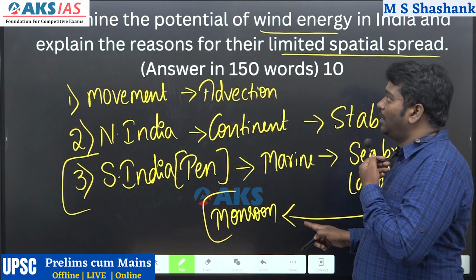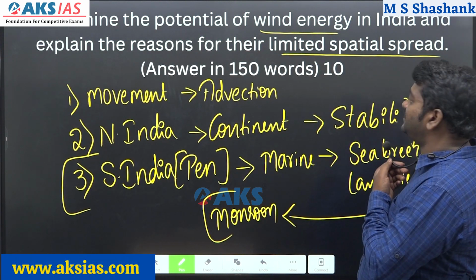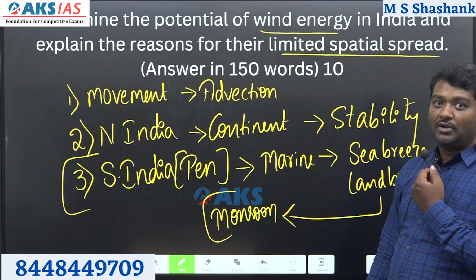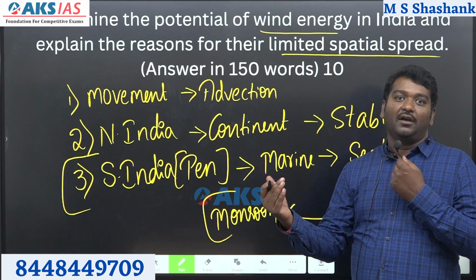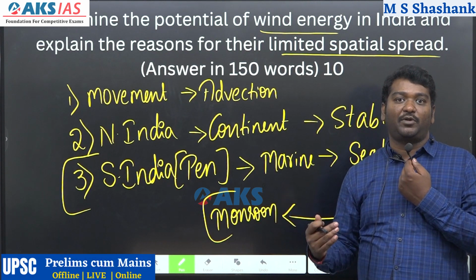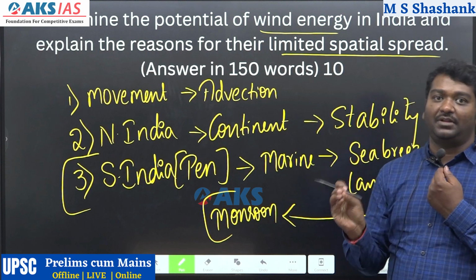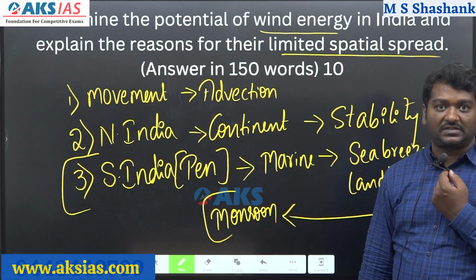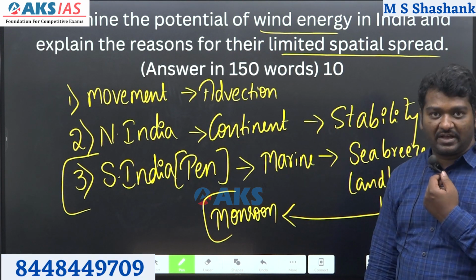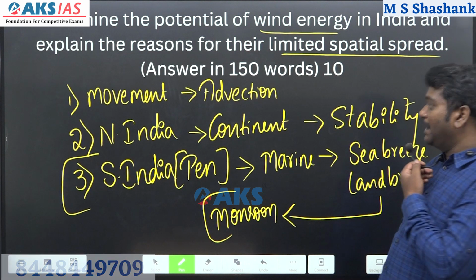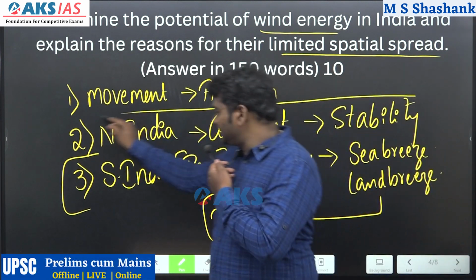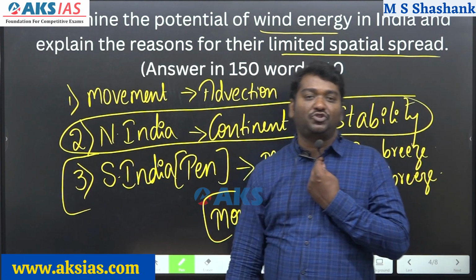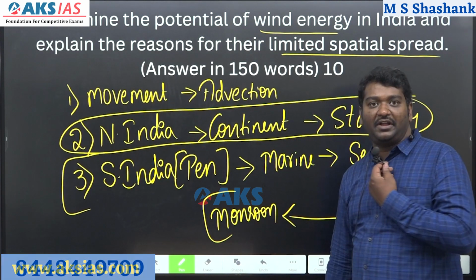Reasons for limited spatial spread. They are not asking why wind energy is not developed much. Don't write we don't have technology, like these are the investments problem, land problem and all. That is only partial. What is the core? They're asking why it cannot be spread across. It can be present only in the coastal areas compared to other areas, mainly because of the atmospheric stability and other parts, guys. So the diagrams can be draw India map and show the continental climate and the peninsular India regions.